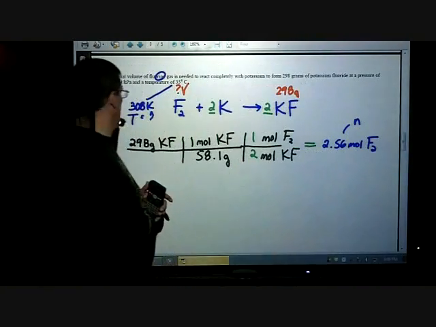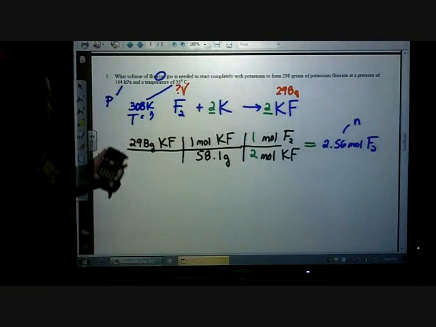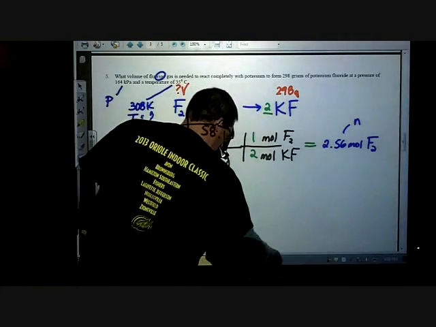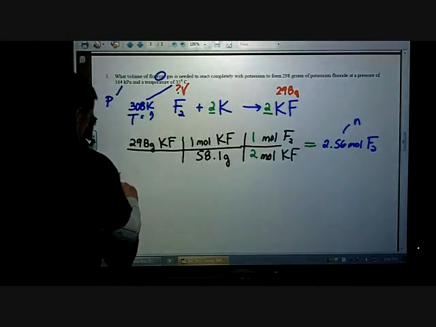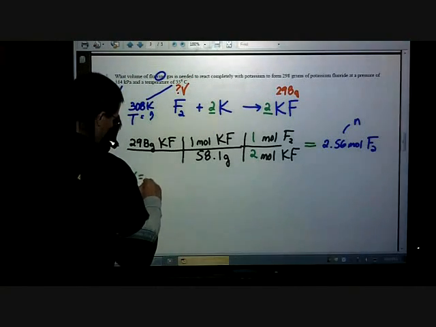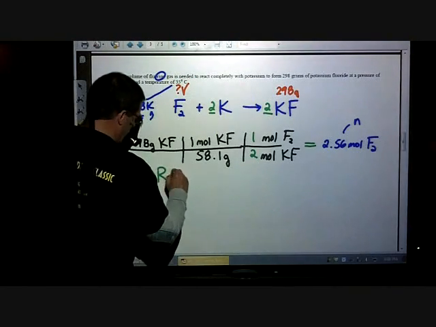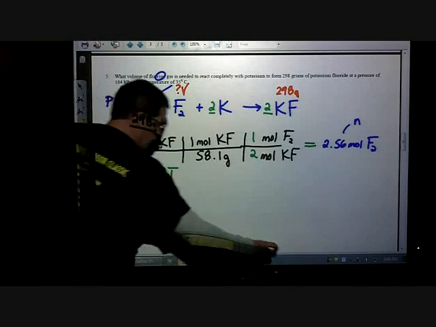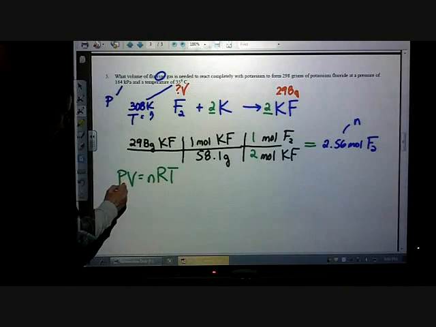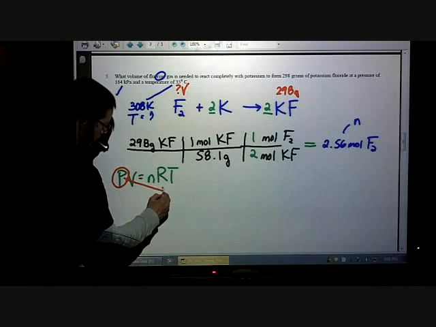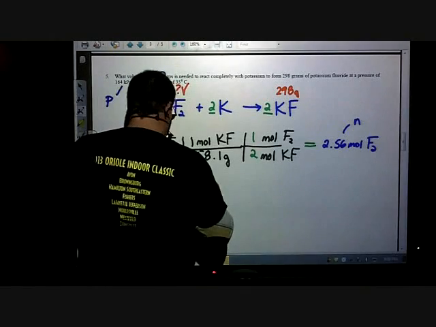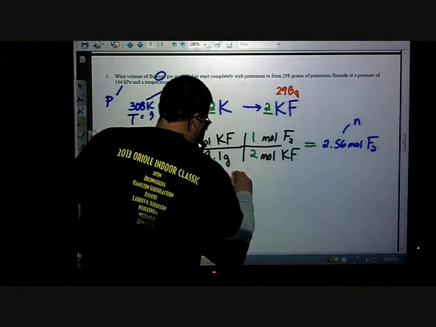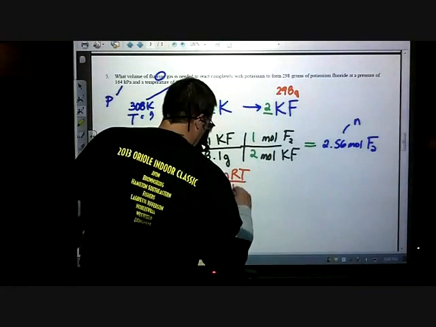okay, I have my N, I have my P, I have my T, I can now solve for my V. So I will write out my equation. PV equals nRT. And since we're looking for the volume, that means that we need to divide pressure on both sides. So now my equation looks like this, where I have V is equal to nRT over P.